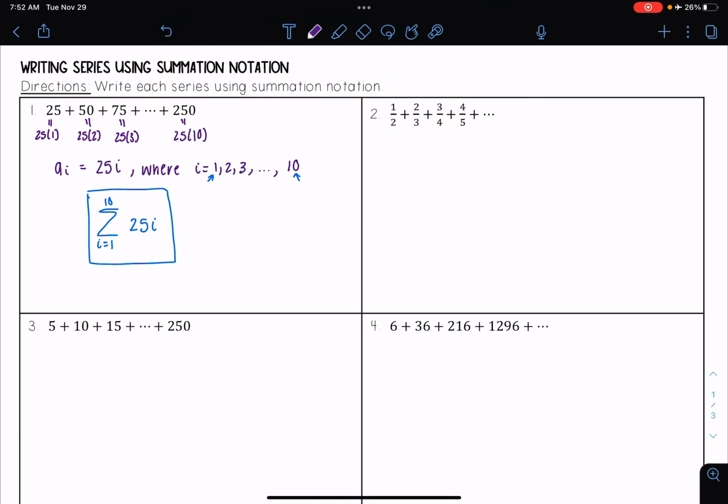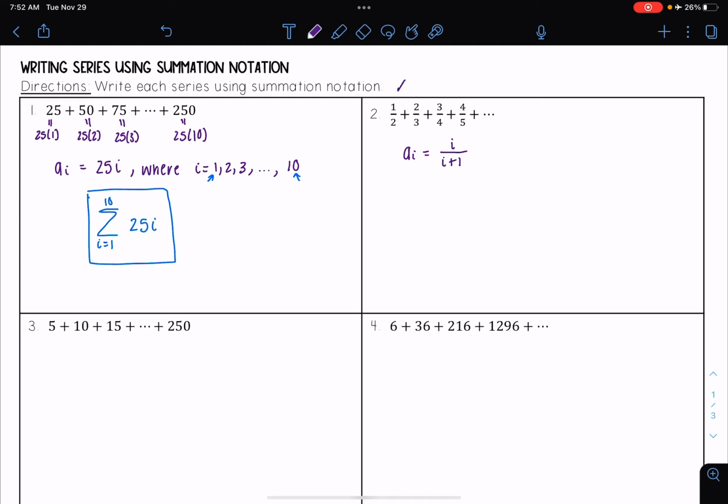Okay, let's look at another one. Here I have 1/2 plus 2/3 plus 3/4 plus 4/5 plus ... So here it ends with the ..., so that means this just goes on forever. So I know this is going to be an infinite series. And I noticed that for each term, the denominator of the fraction is 1 more than the numerator. So in other words, a sub i is just going to equal i over i plus 1.